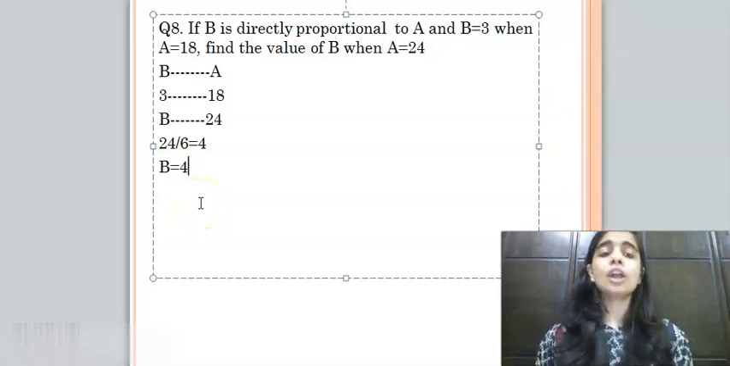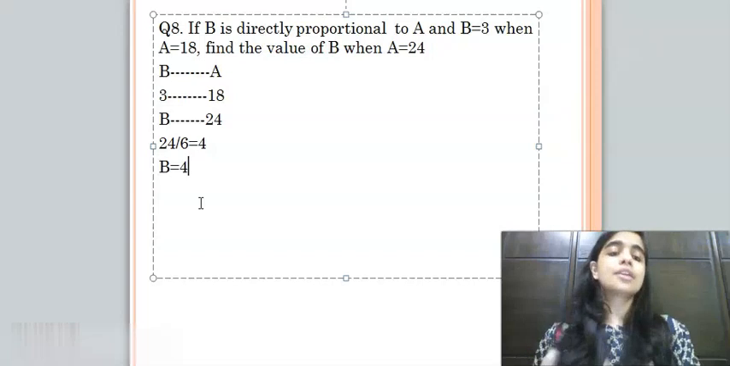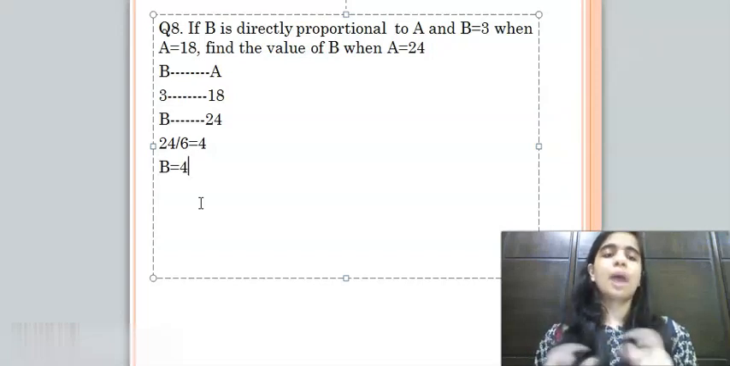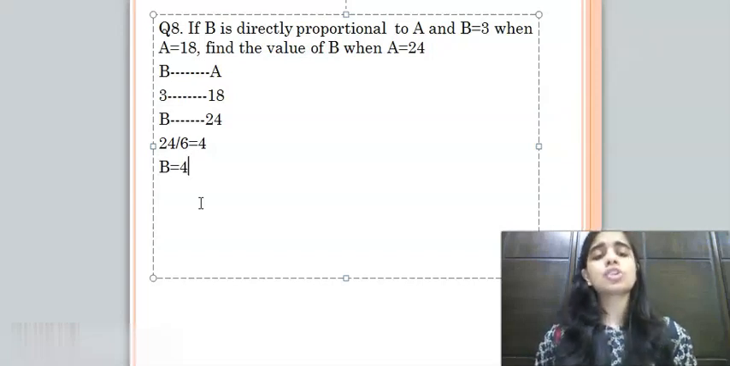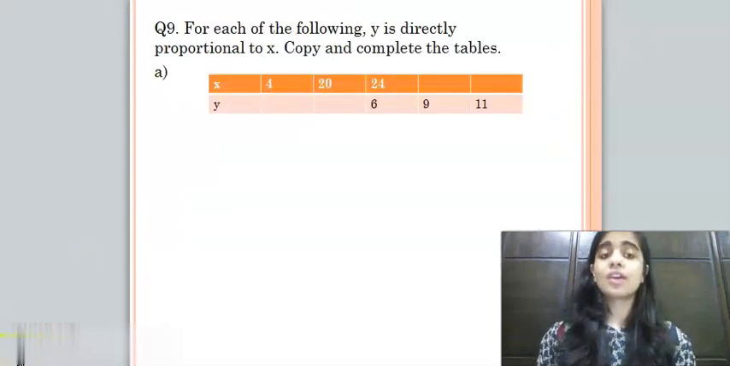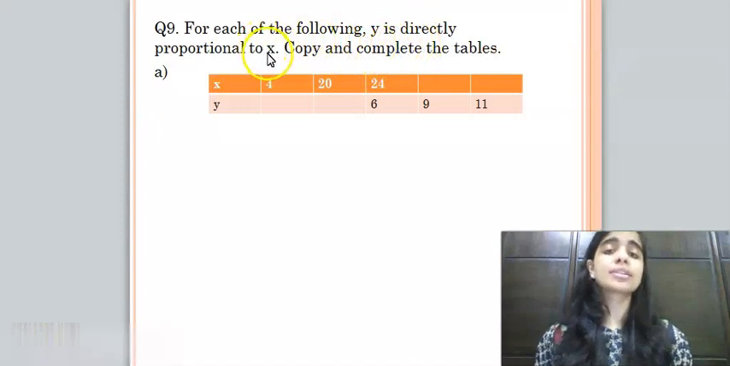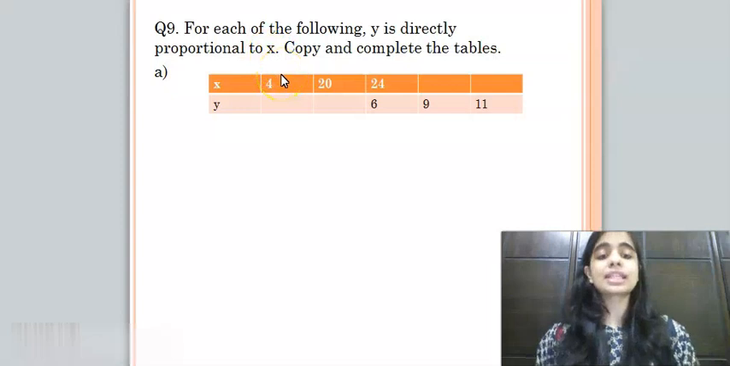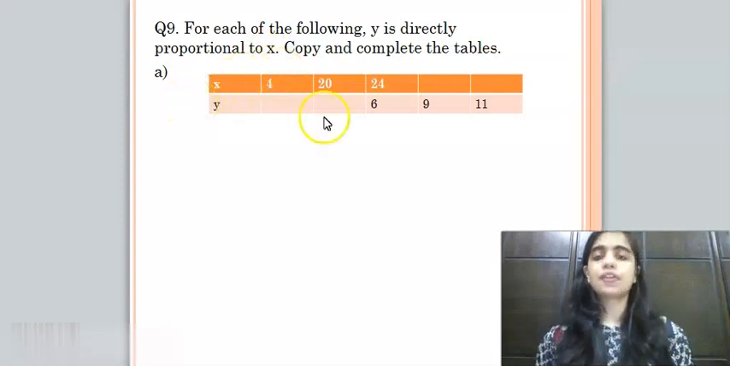Very easy. In all these questions, I have used the unitary method because we just had to find one single value, and it is easy to use the unitary method. You don't need to find k. Okay. All right. Now let's come towards the final question for this video. For each of the following, y is directly proportional to x, copy and complete the tables. So I'll put the next table later. Let's do part A first.